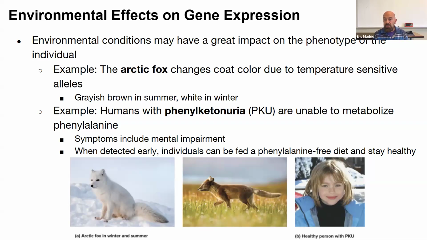So an example would be coat color. And so Arctic foxes, if they are in snow, then they're going to have white coats. But then if they're not in as cold conditions, they're going to have brown coats.